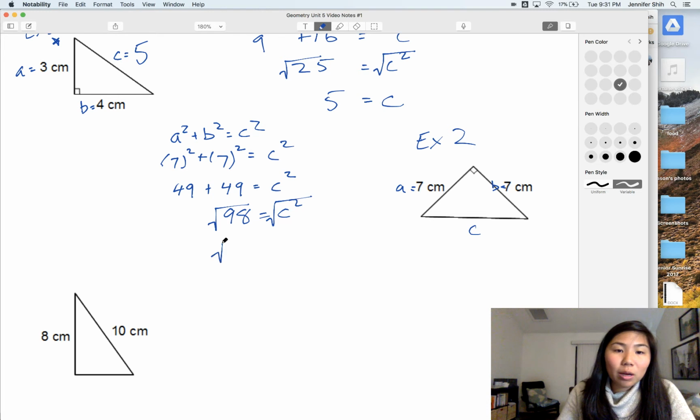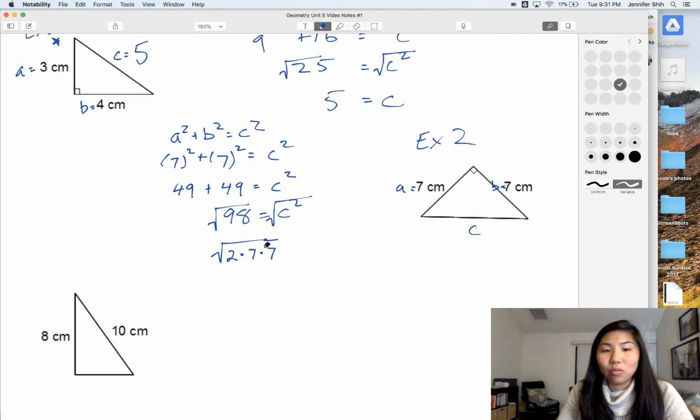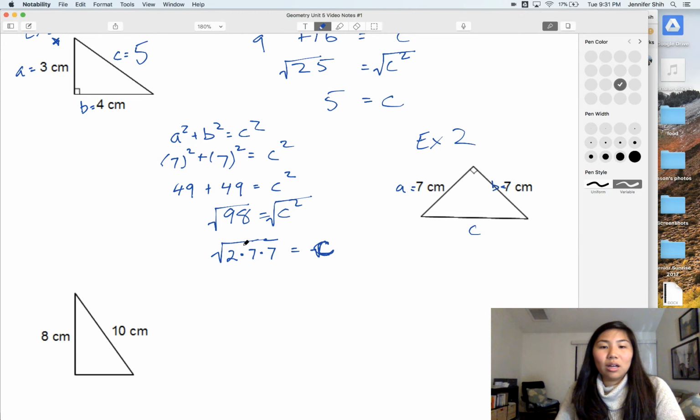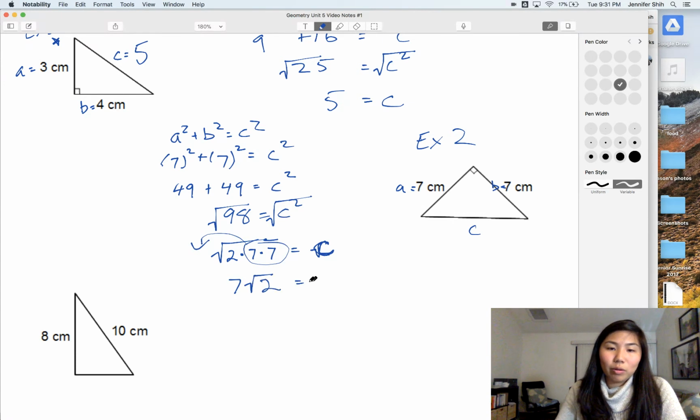But let's break this up. 98 is 2 times 49. This is extra, a little preview. 2 times 49, which is 7 times 7. So if you multiply 2 times 7 times 7, you're going to get 98. How do I know that? Because it's 2 times 49, and 49 is 7 times 7. Okay, so if this is C, because the square root of C squared is just C, I see this, so I'm going to take this out. So 7 root 2. You like my radical practice?